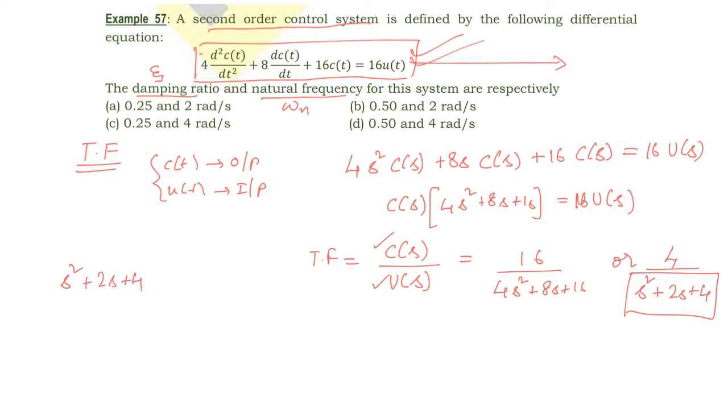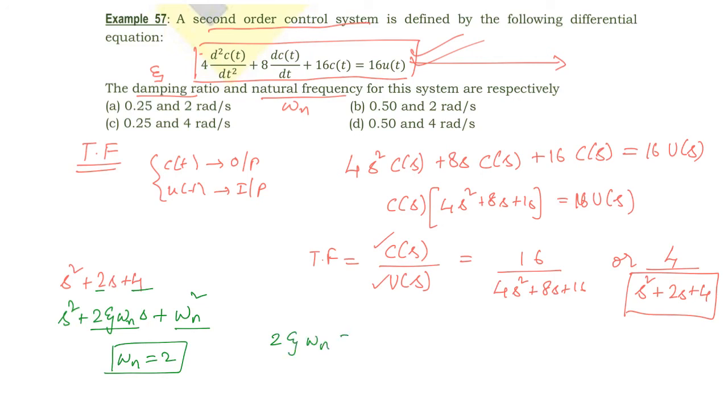If you compare with the standard second order equation, that is s square plus 2 zeta omega n s plus omega n square, you can see that 4 is equal to omega n square, so omega n will be equal to 2. And 2 zeta omega n should be equal to 2. Omega n is given to be 2, so zeta we will get as 0.5. So the damping ratio is 0.5 and the natural frequency is 2 radians per second. So the answer is 0.5 and 2 radians per second. It is option B.